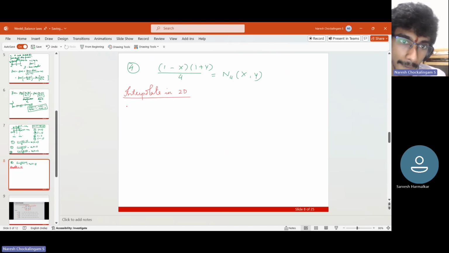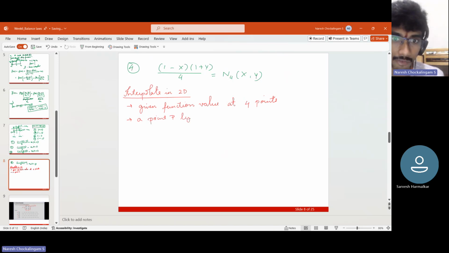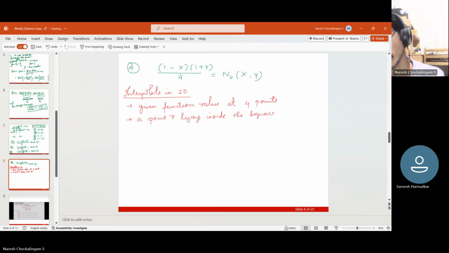We are given the function value at 4 points, and you're asked to find a point P lying inside the 4 points. How do you do it?